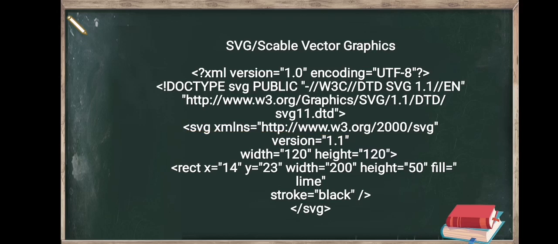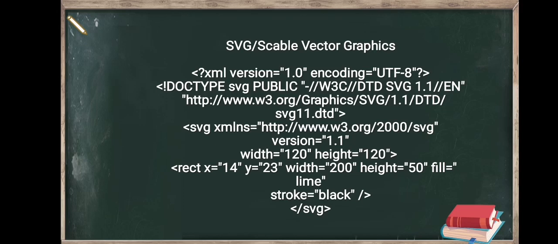So the second example of XML namespaces is SVG or scalable vector graphics. Not scalable but scalable vector graphics. So what is scalable vector graphics?